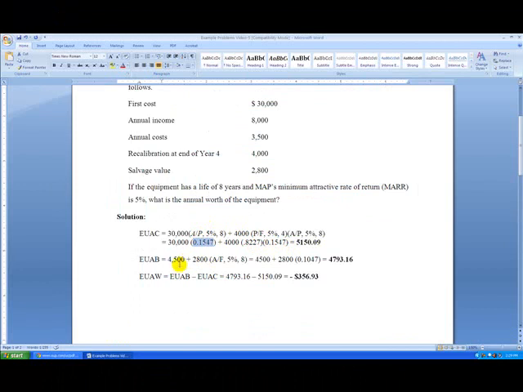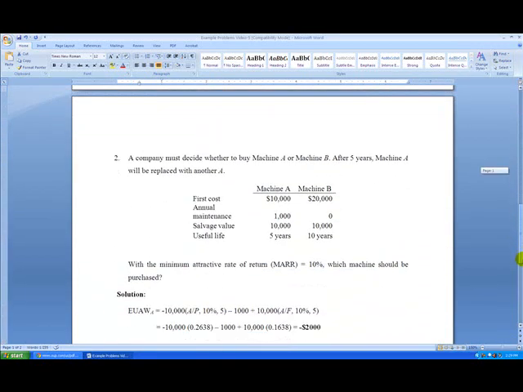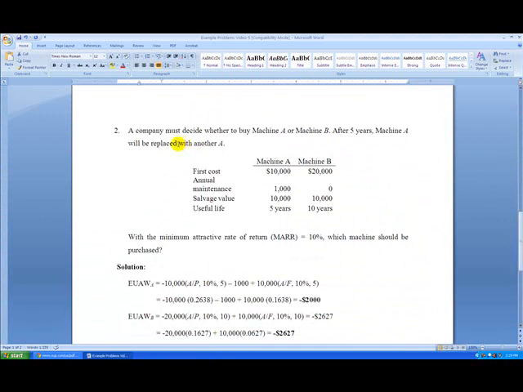Okay, so that was problem 1. Problem 2 is not very different or difficult. It's more of the same. Let's read the problem first, and then we will try to address it.